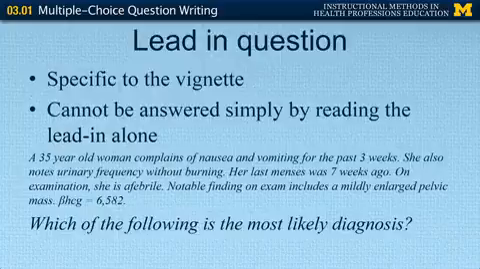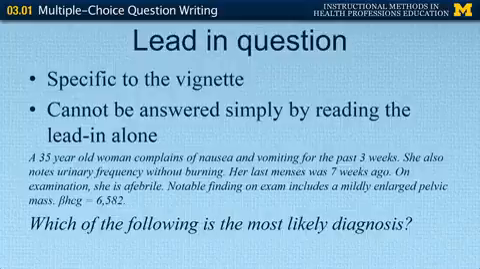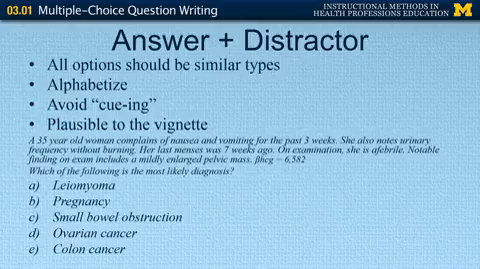And the lead-in should be specific to the vignette. So after that vignette, which I've included on the slide, the next question is, which of the following is the most likely diagnosis? The important thing about the lead-in question is that it can't be answered simply by reading the lead-in alone, because otherwise you have no need for the vignette. So the lead-in should really direct the examinee towards a thought process, or what it is you're trying to ask them. So what is the meat of the question, basically?